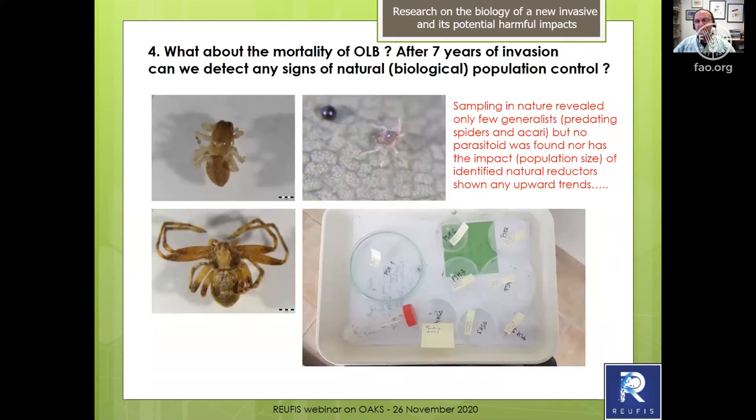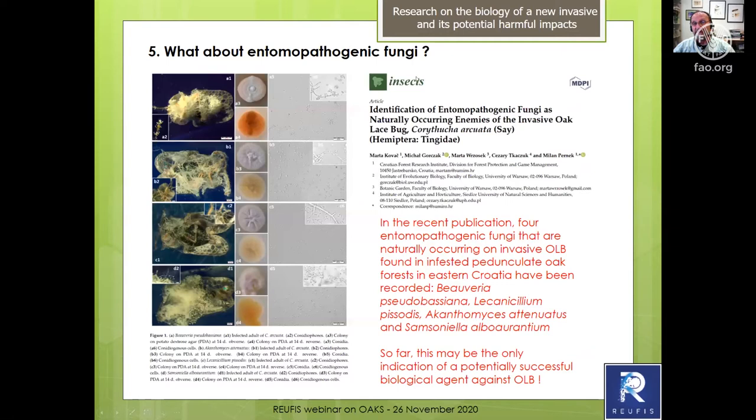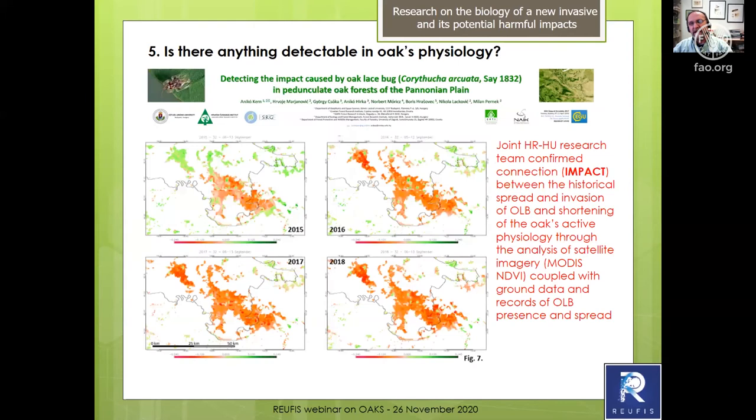What about the mortality of OLB? Well, 7 years, nothing. Nothing consistent, nothing serious, nothing visibly growing in population, like predators that put focus on this newcomer. What about entomopathogenic fungi? Here, you can see it later and check it out. There is a publication from Croatian researchers from the Research Institute. There is an almost expected situation where this fungus, Beauveria pseudobassiana, and several others, may play some role. So jury mentioned biological control as the only feasible way out of the game.